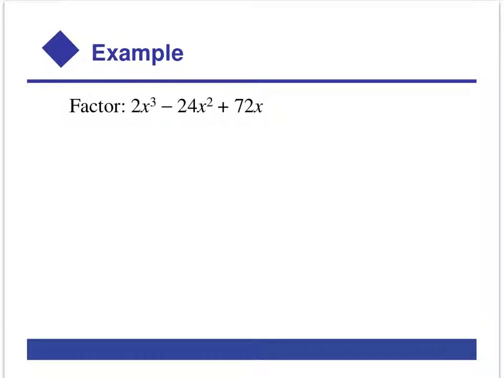Alright, step 1 is to always look and see if there's a GCF. And in this case, there is. So I'm going to take out a 2x. So now I'm left with x squared minus 12x plus 36. And then I'm going to look again and see if I can find anything that would factor the x squared minus 12x plus 36.